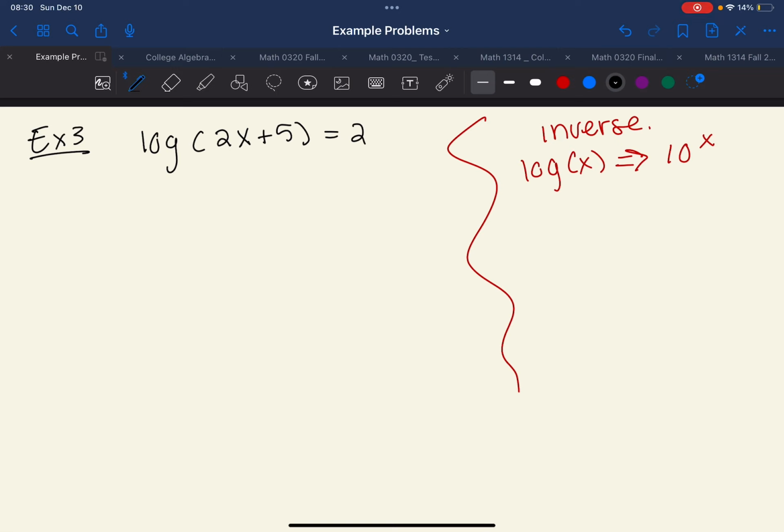Okay, so we're going to go ahead and apply that 10 to the x inverse to this problem. So we're going to write 10, and then everything we write after is an exponent. So log of 2x plus 5 is equal to 10, and then that 2 is our exponent.